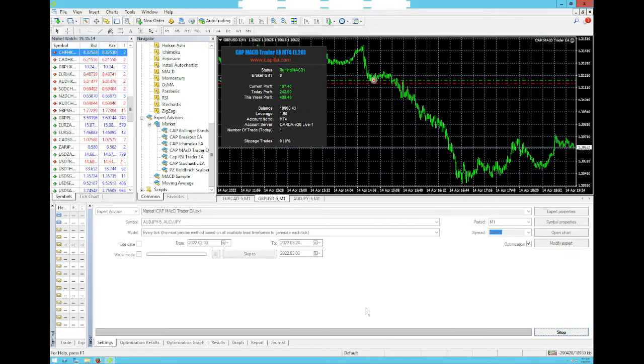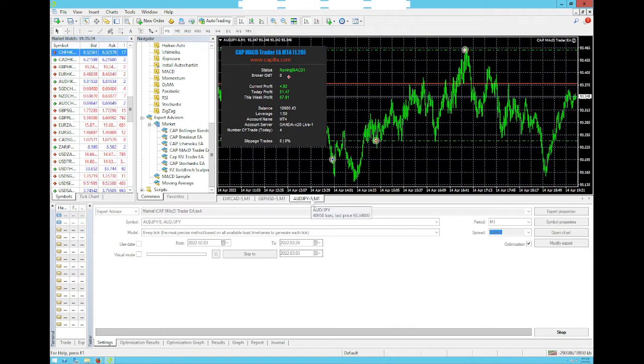So while this is running, let me show you. Today's profit, I've already made $242. I have an open trade for 108, and this week I've made $409 on this. And this is running on 0.2 lot sizes, so it's not bad.